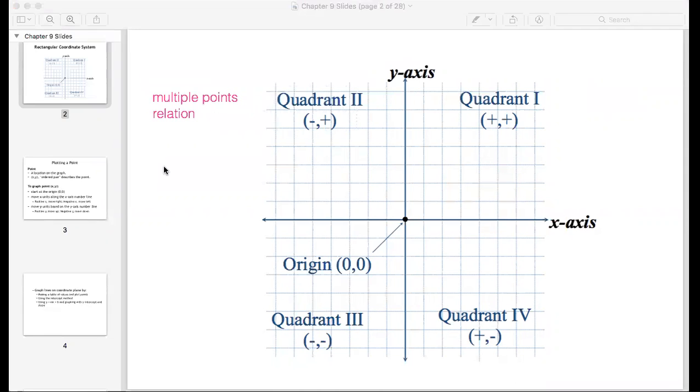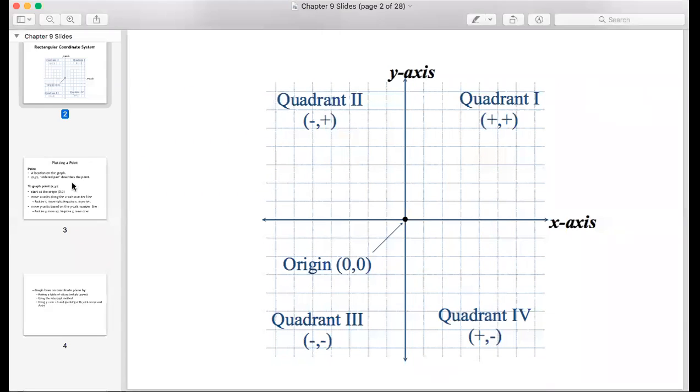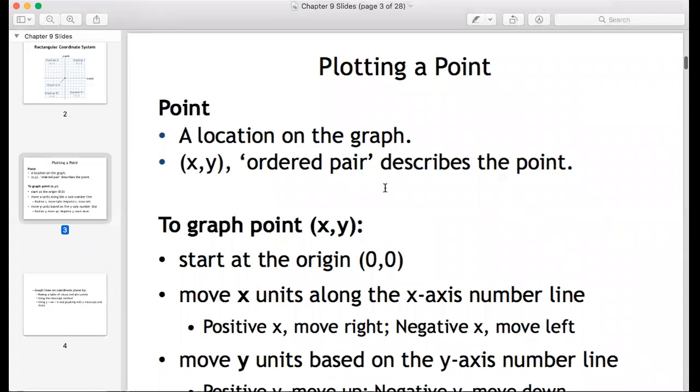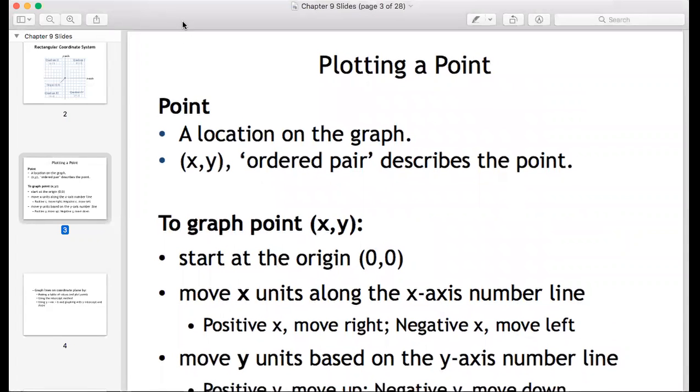And every grouping of coordinate points creates a relation. And we're going to talk a little bit later about special points that create a function. But every grouping of coordinate points will create what we call a relation. Okay. On the next slide, we are going to be plotting points, and this is what we just described, okay?